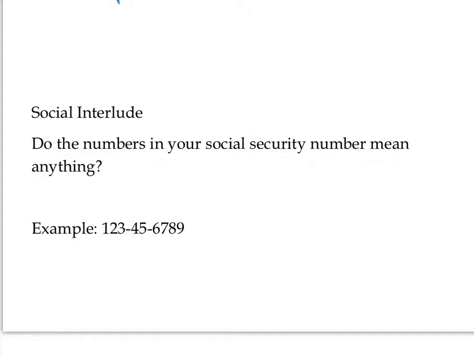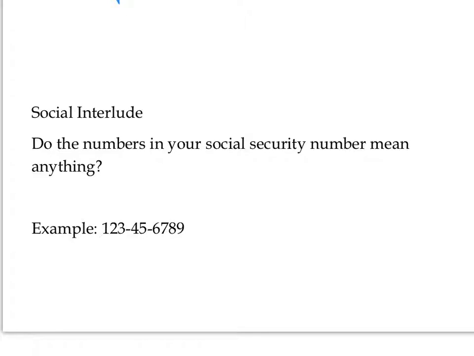And there's an example in there: 1, 2, 3, 4, 5, 6, 7, 8, 9. They're broken up that way. We're 3 digits, 2 digits, 4 digits. And those numbers do have some significance, or at least they did. In 2007, the Social Security Administration stopped these numbers having significant meaning, but your Social Security number would have meaning in terms of those numbers.